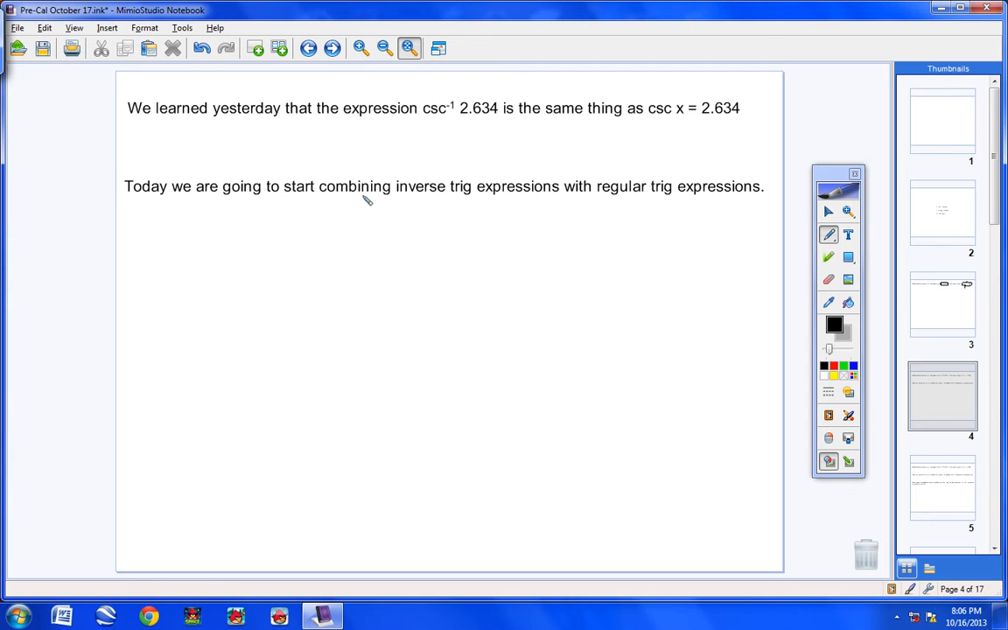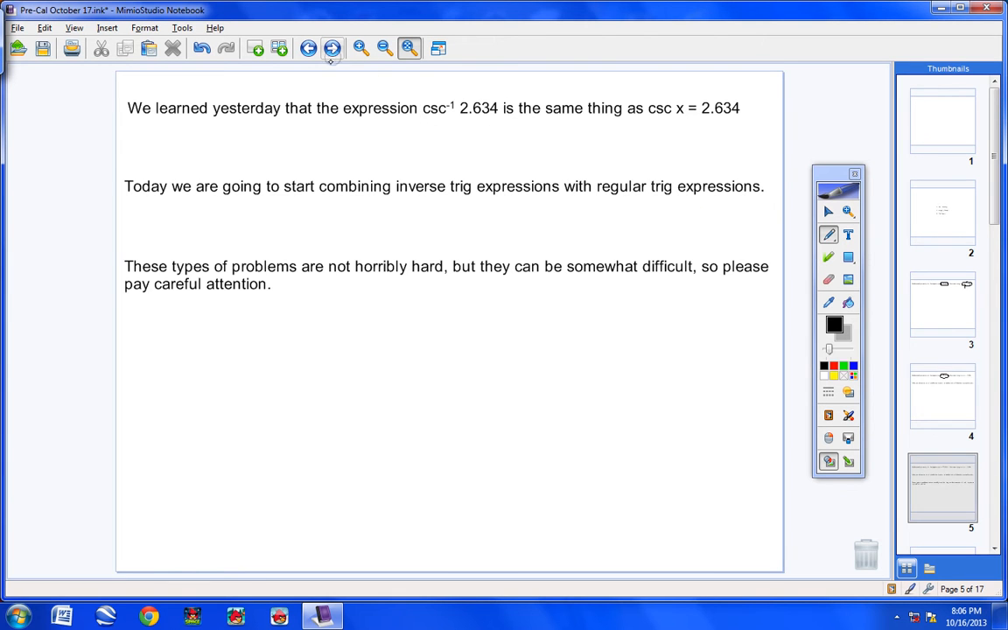Today we are going to start combining inverse trig expressions, like we looked at yesterday, with regular trig expressions that we've had in the past. All right? These types of problems are not horribly hard, but they can be somewhat difficult. So please pay careful attention. Please take some great notes and call me or email me if you have any questions.